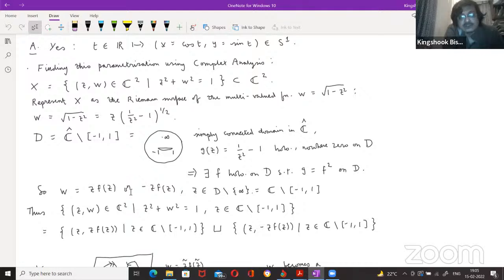classically, this goes back to Riemann. This was Riemann's motivation for Riemann surfaces, that one can represent this algebraic curve in C2, this locus in C2, as what's called the Riemann surface of the multi-valued function w equal to the square root of 1 minus z squared. So for points on this curve, w is equal to the square root of 1 minus z squared. How can we represent this algebraic curve as a Riemann surface?